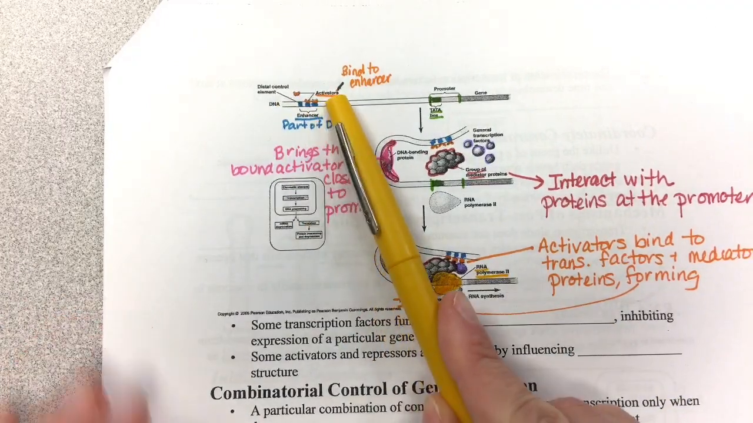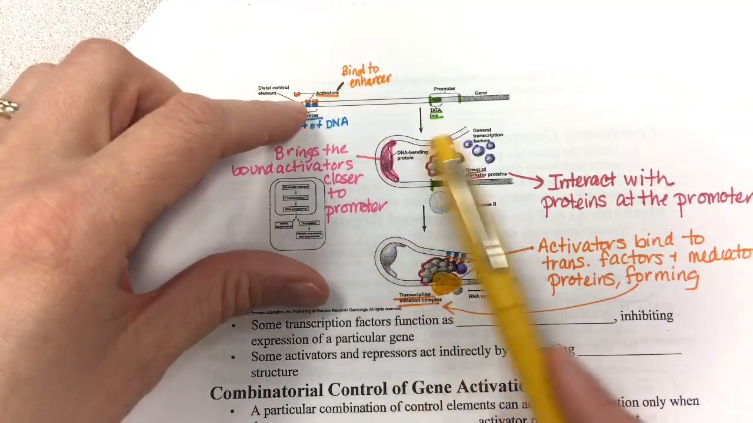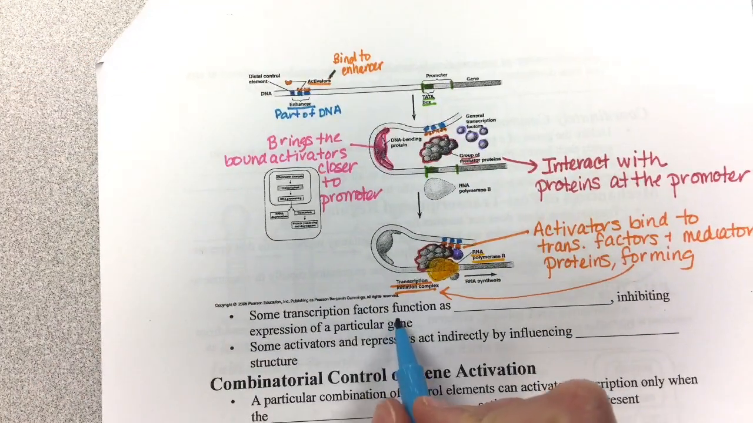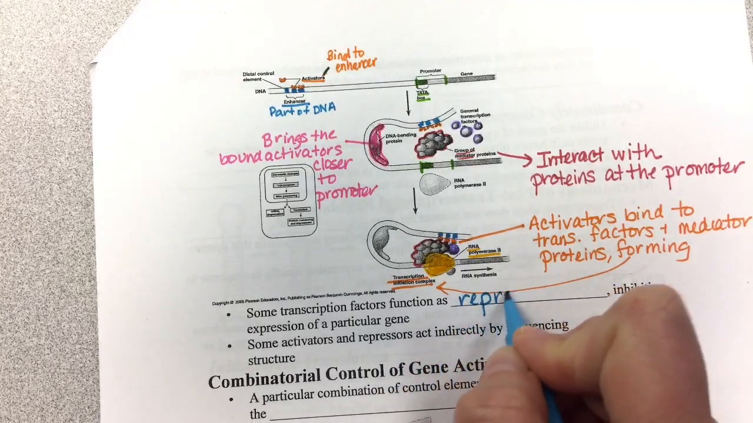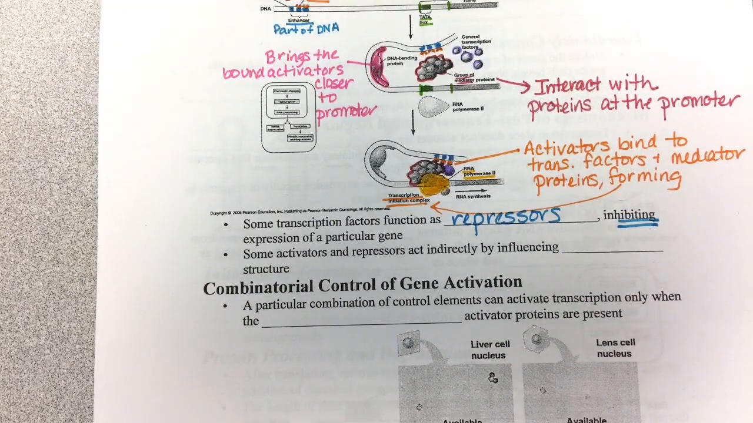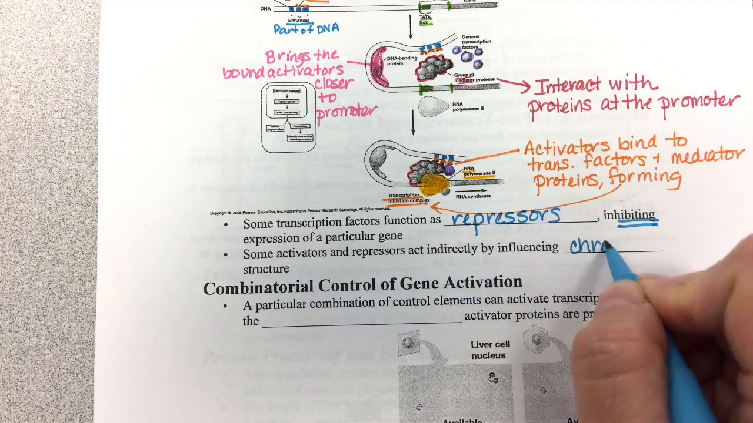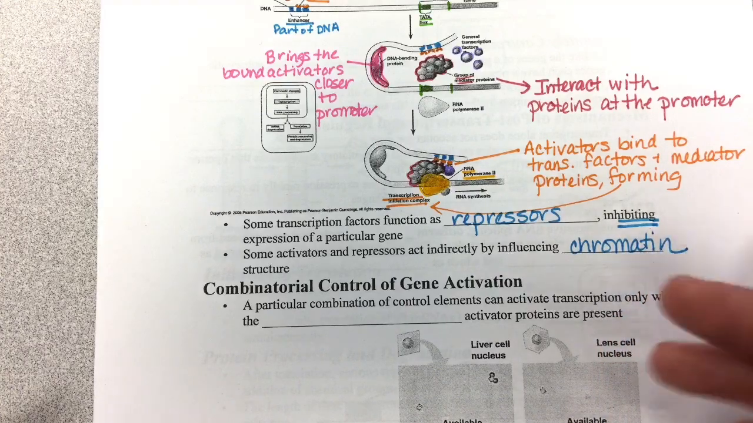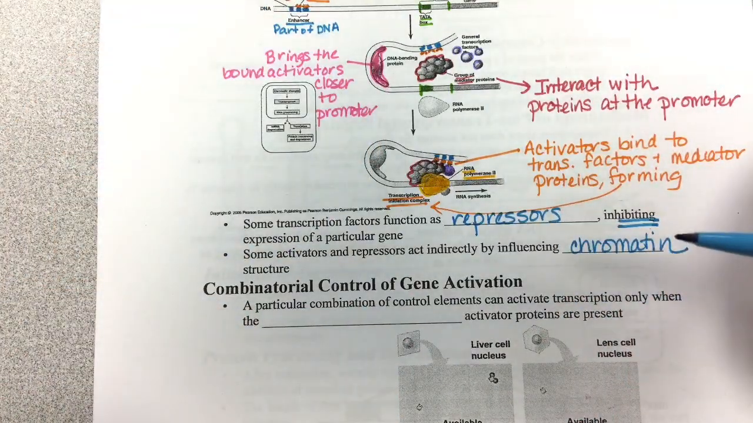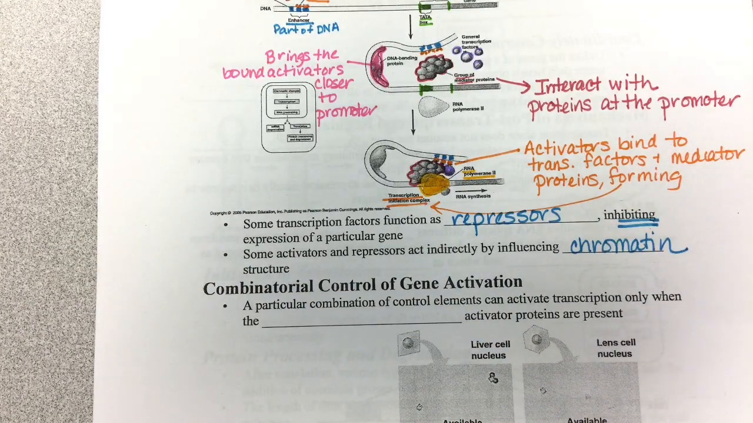Now there are activators, but there are also repressors, molecules that can bind here that prevent this from happening. So they're called repressors. So some transcription factors function as repressors, inhibiting the expression of a particular gene. And some activators and repressors act indirectly by influencing the chromatin structure as well. Remember, if the chromatin is still all bound up and condensed, it can't unwind, and therefore transcription cannot happen.